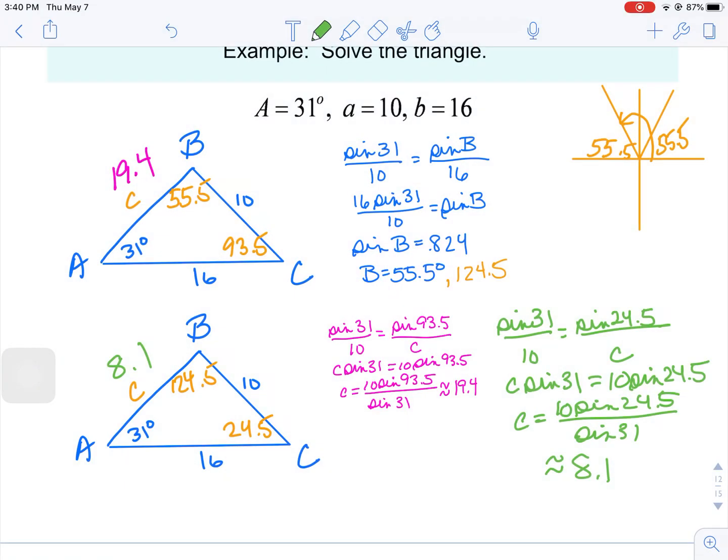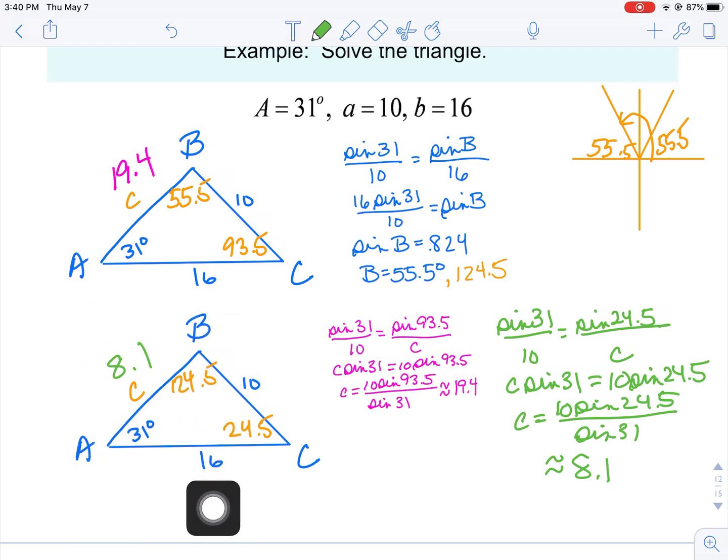Okay, so now let's examine both these triangles. Let's look at the first one. My largest side is 19.4. 93.5 is my largest angle. So far, so good. My smallest side is 10. My smallest angle is 31 degrees. That looks good. Let's look at the next triangle.